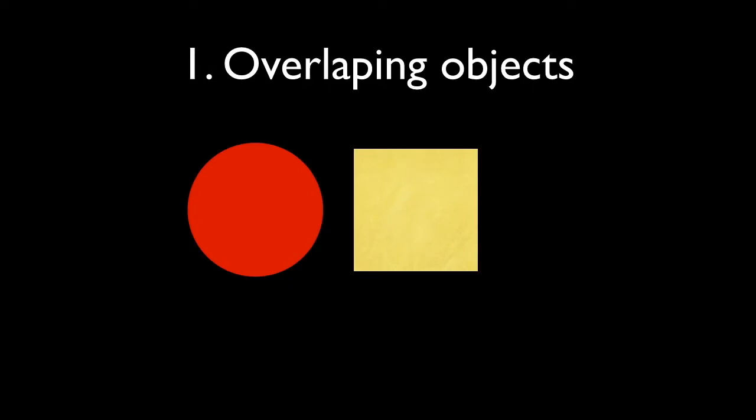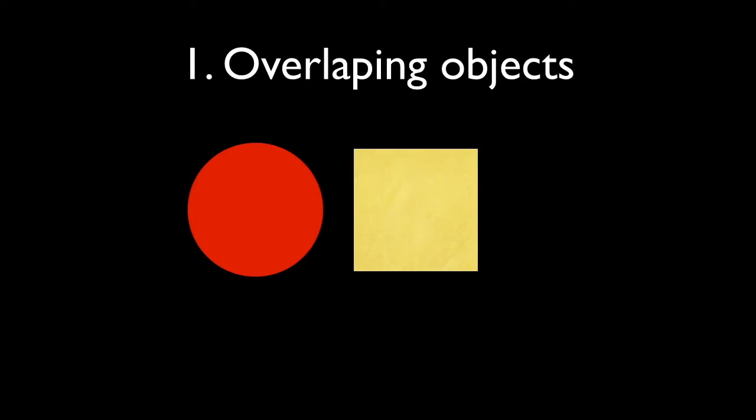So here you see we have a circle and a square, and it's hard to tell which one is closer to the viewer. You might think the square is a little bit brighter in color. That might make it appear closer. The circle is a little bit warmer in color. That might make it appear closer. But we're not really going to talk about color and depth quite yet.